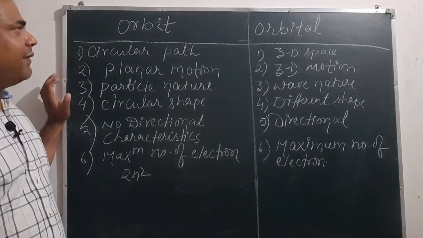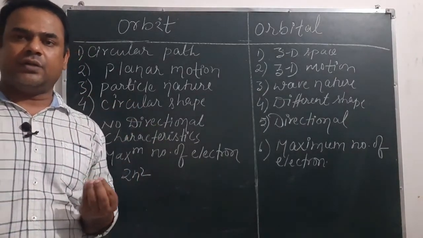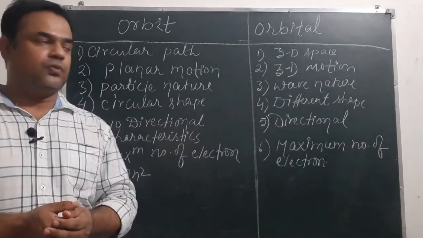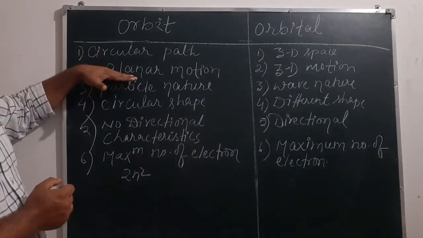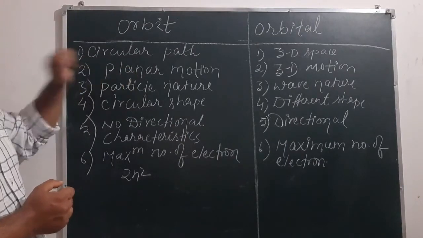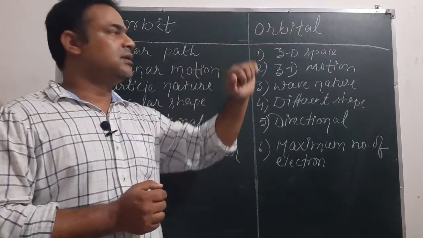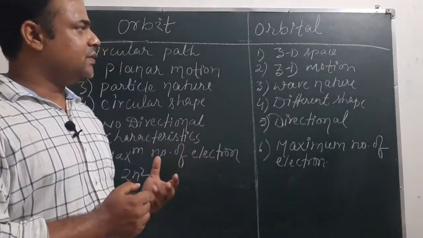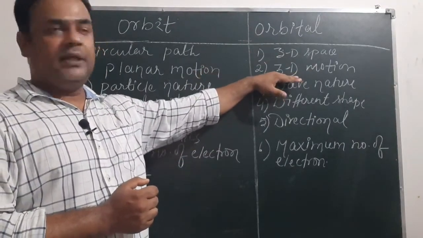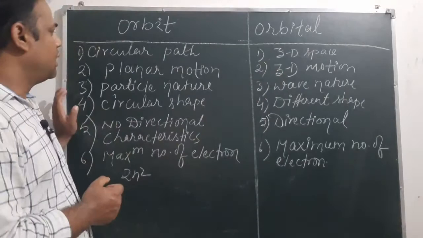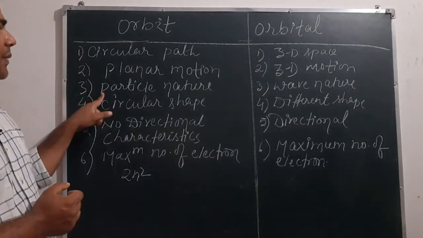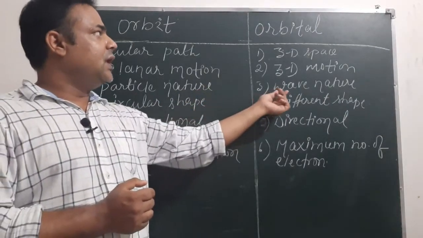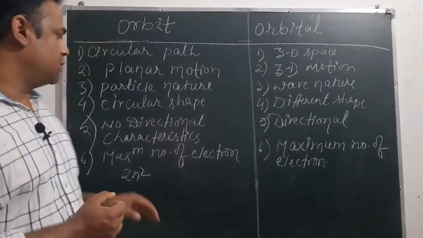Second, orbit is based on the particle nature of electron, so the electron revolves on a circular path, and we know that circular motion is a planar motion. So in orbit, planar motion of the electron takes place, but as the orbital is the three-dimensional space where the probability of finding the electron is maximum, the orbital indicates three-dimensional motion of the electron. Next, the concept of orbit is based on the particle nature of electron, which I have already told you, and orbital is based on the wave nature of electron.